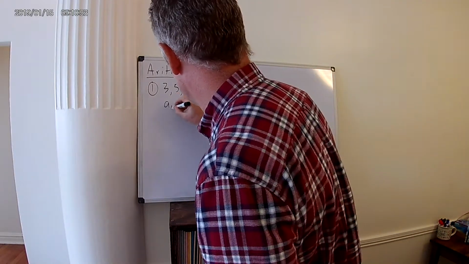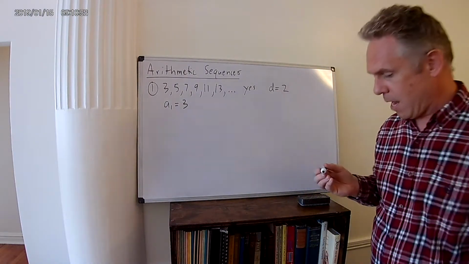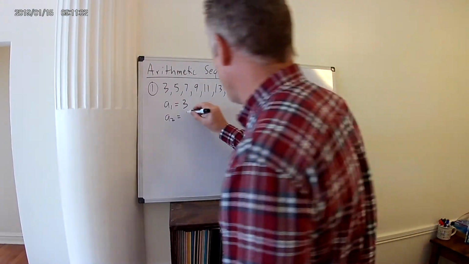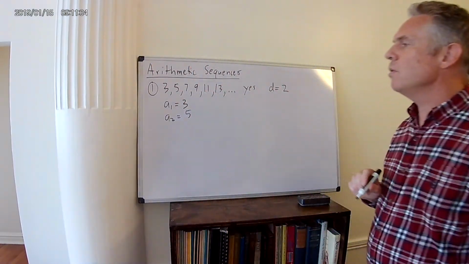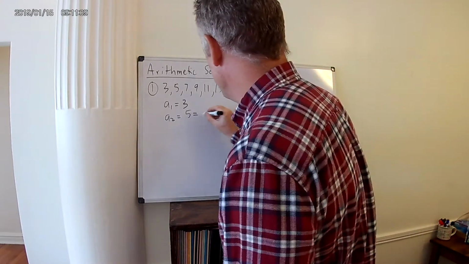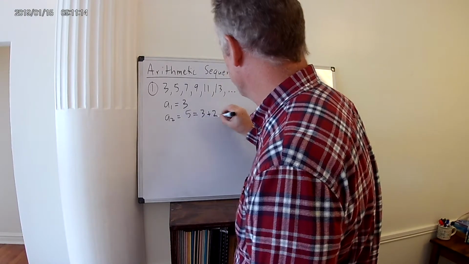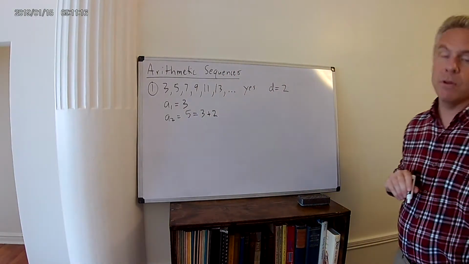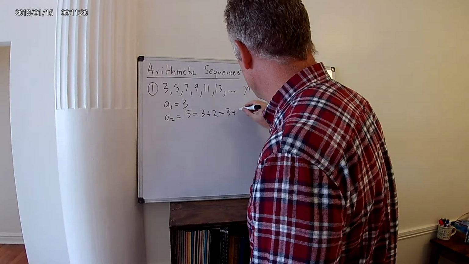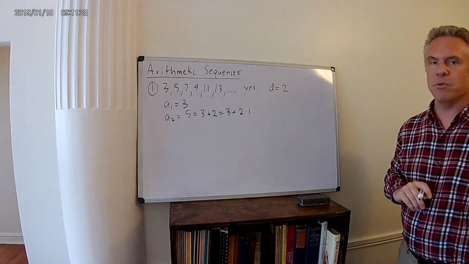A1 is the first term. That's simple. A1 is equal to 3. Okay. A2 is equal to 5. But what I'm going to do is rewrite 5 as something else that's equivalent to it. I'm going to rewrite 5 as 3 plus 2. We're all agreed 3 plus 2 is 5. And then I'm going to rewrite this as 3 plus 2 times 1.